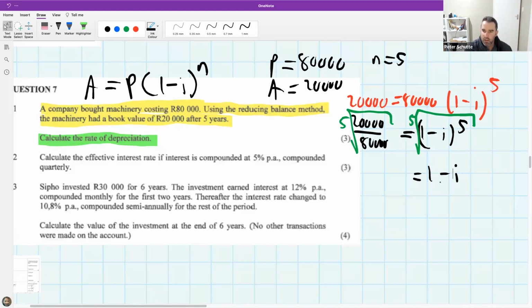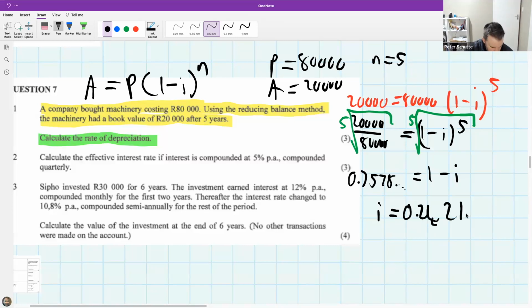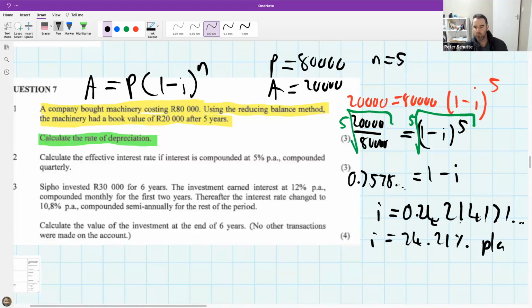Okay, so we get that. And then we're going to get, this is going to be quite a long 0.7578. I would just store it there. And then if you bring the I across and bring this to the other side, this should be 0.24214117. That carries on. And for our purposes, the depreciation can be 24.21% per annum using the reducing balance method.